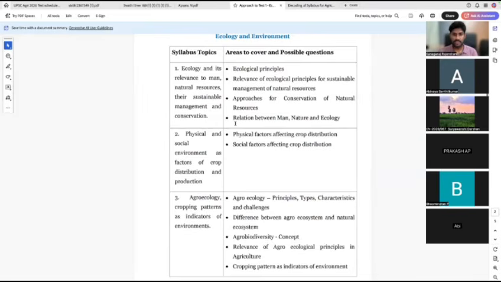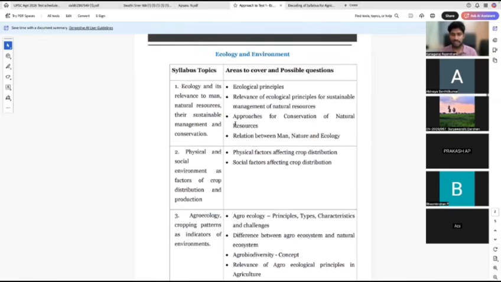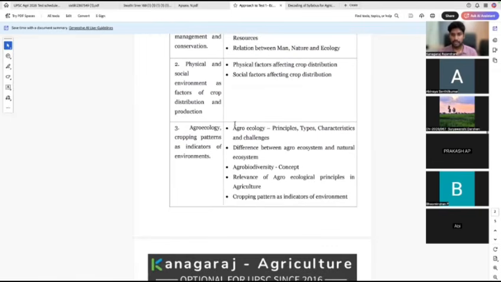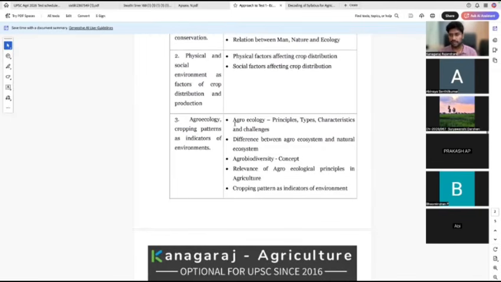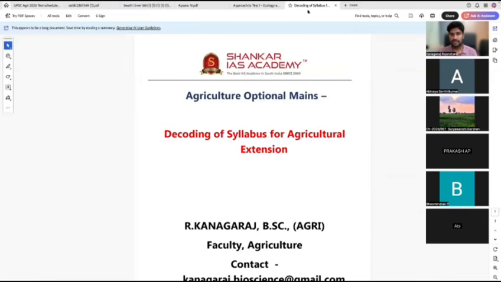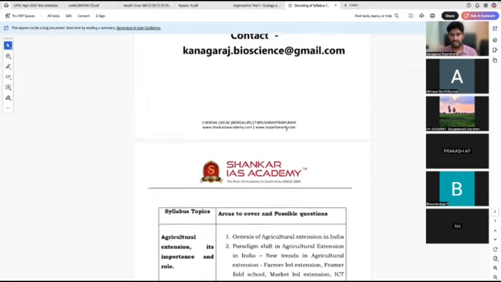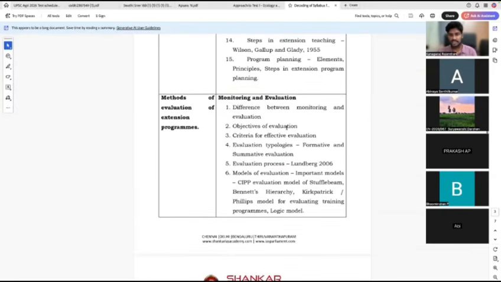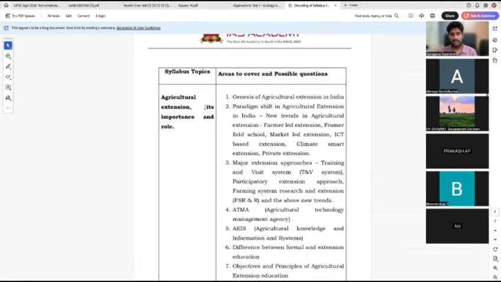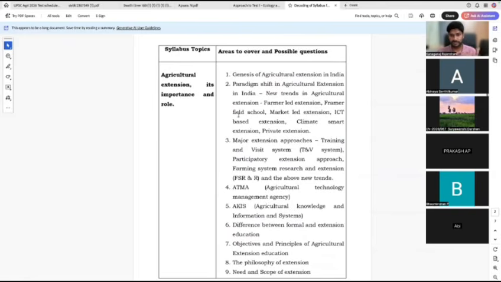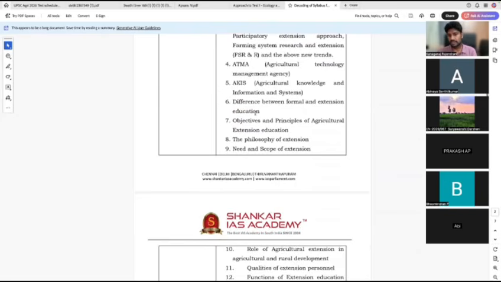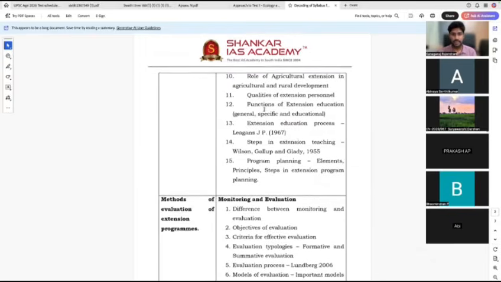That's why, after today's orientation, I will create a separate Telegram channel. Before every test, I will share this document so that you can prepare based on it, and you'll get a clear idea of what areas you have to cover. For every topic, I have prepared this based on the recent trend. See how much area I have to cover. Just a one line syllabus, agricultural extension, its importance and role, and these are the areas we have to cover. All these topics are important. So you'll get a clear idea.